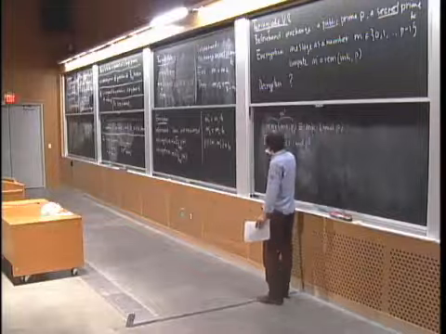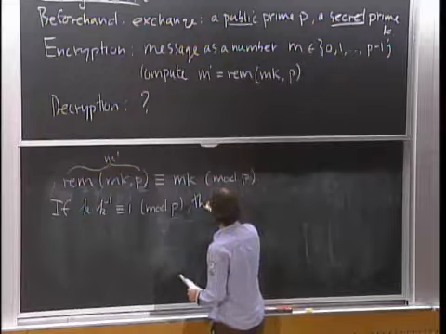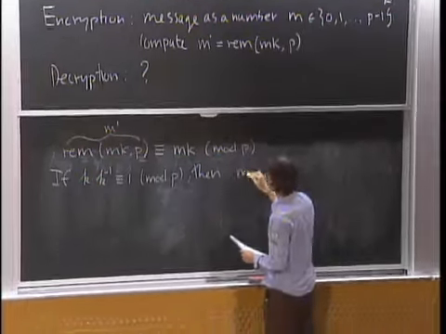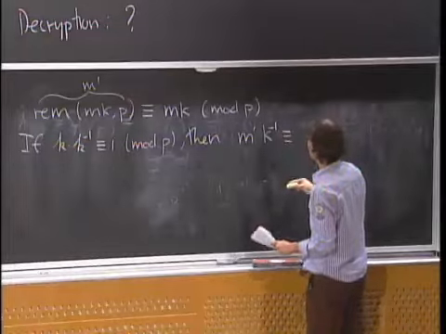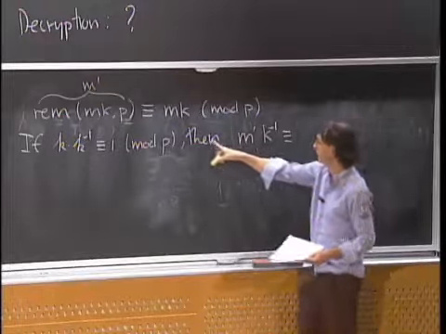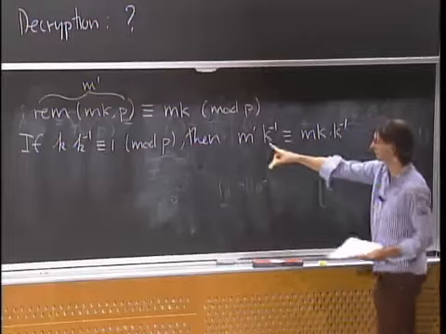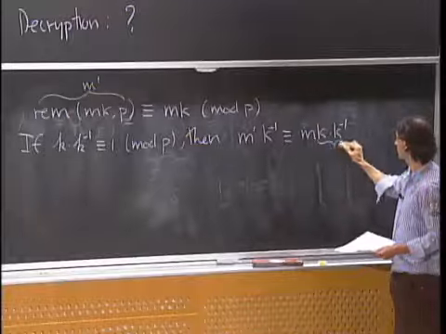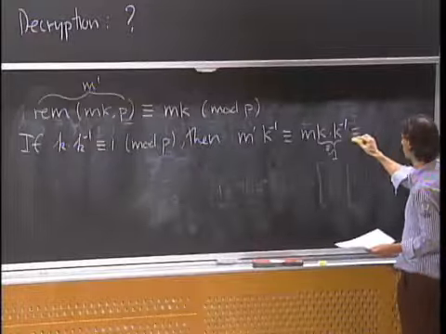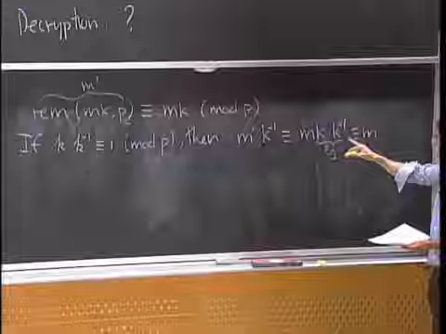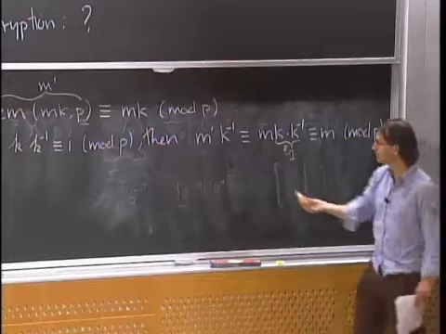But suppose that we have a multiplicative inverse, modulo p. Well, then I'm able to easily compute. I take m prime, I multiply it with k inverse. Well, I'm substituting for m prime m times k, times k inverse. Now I can say that this is equal to 1 modulo p. So this is congruent to m modulo p. So now we see how we can do decryption.